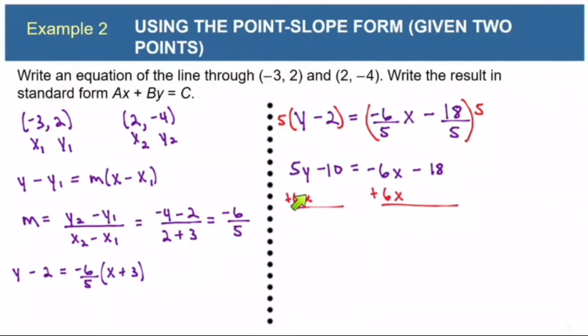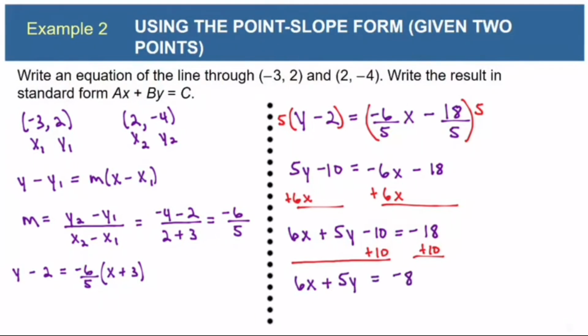Of course, these do not combine because this is a y and this is not. So we're going to have 6x plus 5y. I've still got my minus 10 over here, and on the right side, negative 18. And now all we need to do is add 10 to both sides, and that gives us 6x plus 5y equals negative 8. This is standard form. Notice the x and the y terms are on the left, the constant is on the right. The x term has a positive coefficient, and the coefficients are all integers, and they cannot all be divided by the same number. So this is standard form.